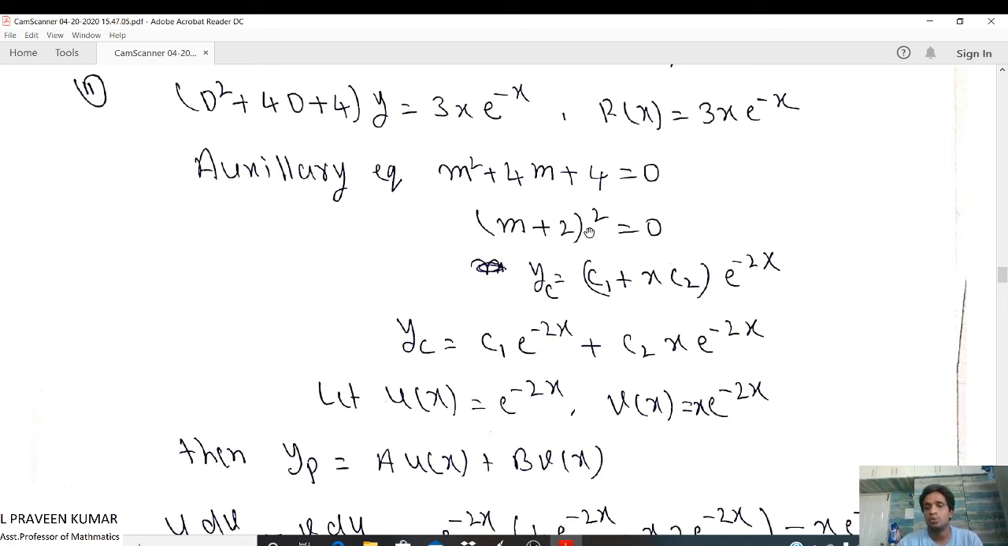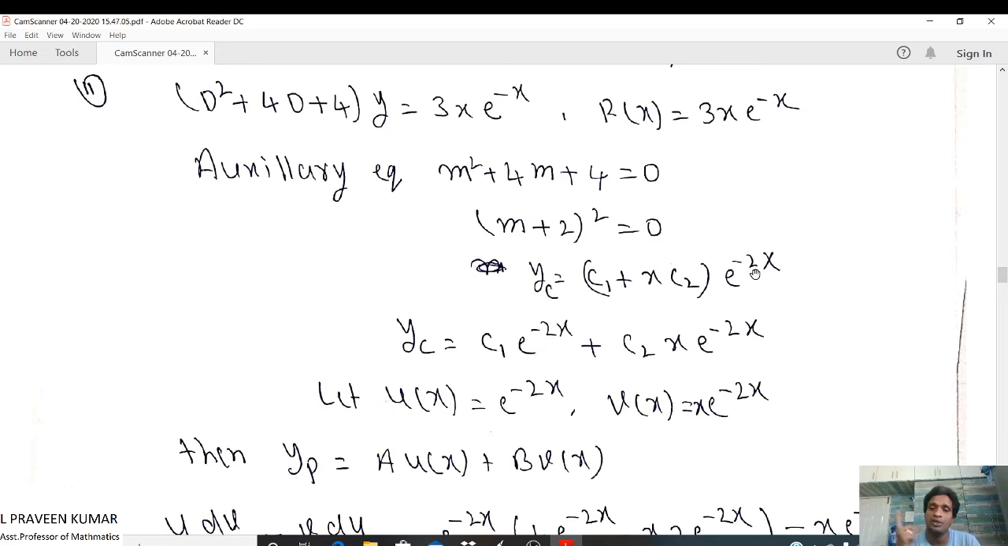This is (m plus 2) whole square, and the roots are repeated two times: minus 2 repeated. m plus 2 whole square means m is equal to minus 2, real and repeating. So yc will be c1 plus x c2, e power minus 2x. But we should not write like this directly.